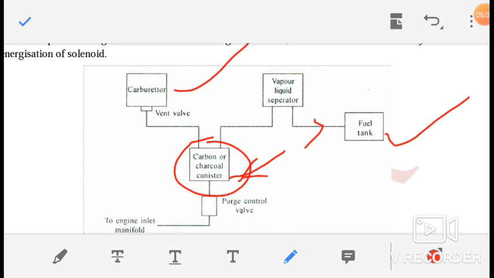Later, fresh air will flow through this canister. At that time, that air will receive the vapor fuel, and then the air-fuel mixture will flow towards the engine intake manifold, or we can say it directly enters the engine cylinder, where combustion again takes place.